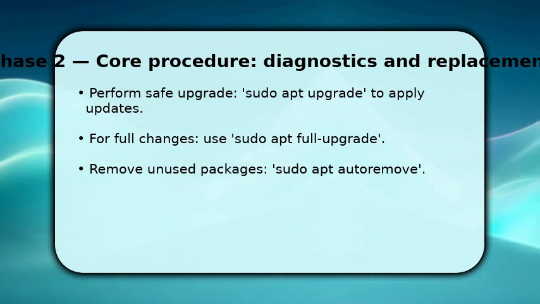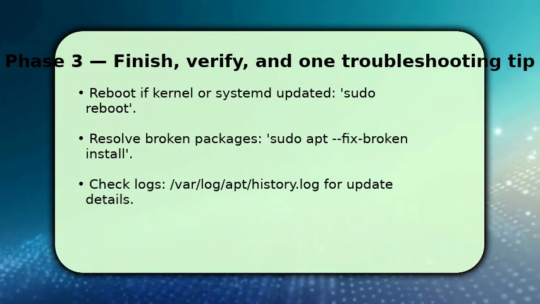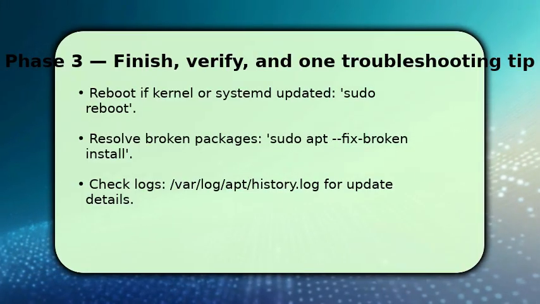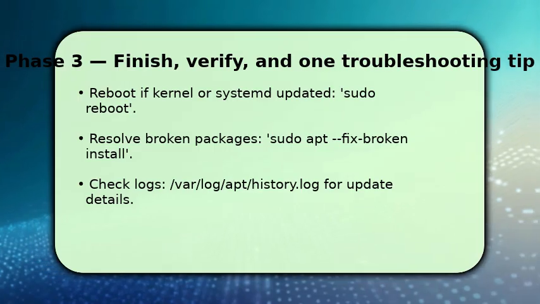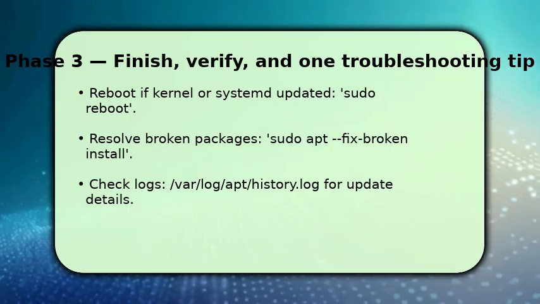To finish, reboot when kernel or core system packages were updated so changes take effect. Use sudo reboot. If something fails, run sudo apt --fix-broken install to attempt repairs, and then sudo dpkg --configure -a to reconfigure interrupted installs. You can also rerun sudo apt update and sudo apt upgrade to retry.